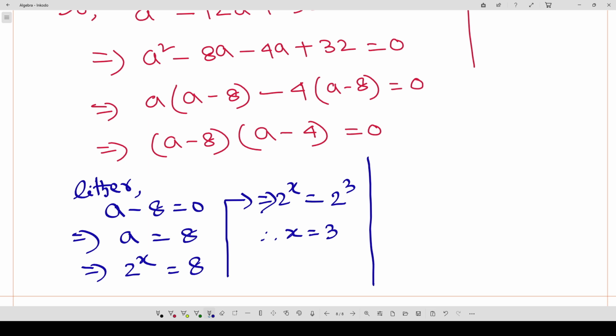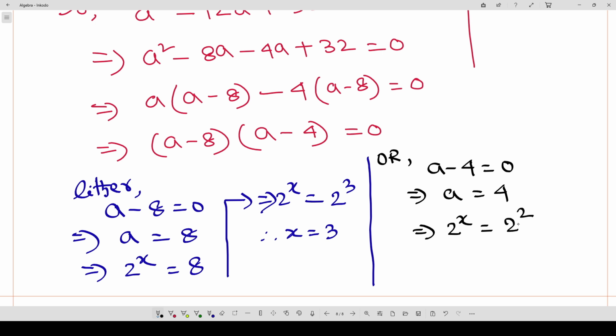So this is the one part. Another part, or a minus 4 equals 0, we can add 4 to both sides, so a equals 4. Then again for a we can write 2 to the power x, and here is 4. 4 we can write 2 square, right? So here bases are the same, that means powers will be equal, it means x equals 2.